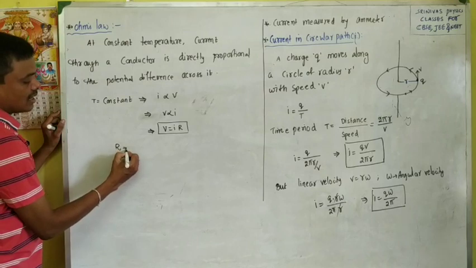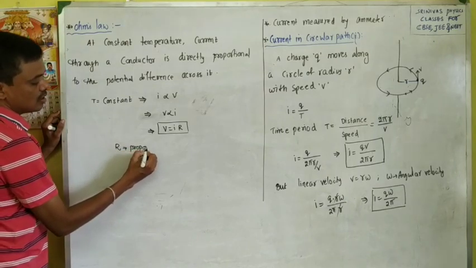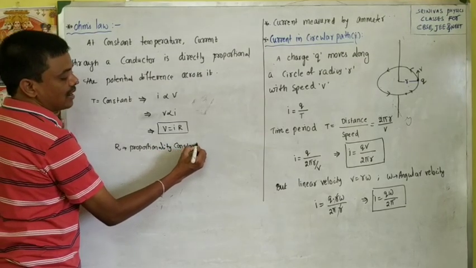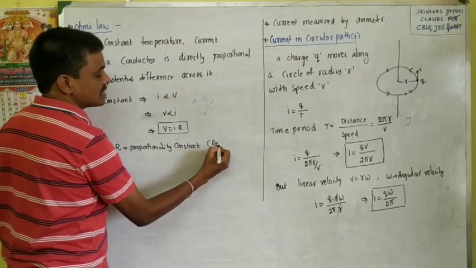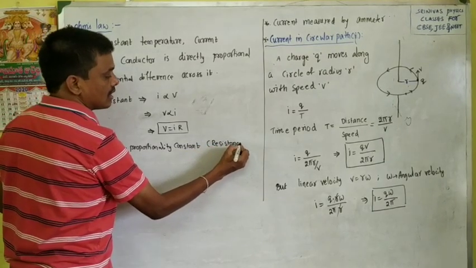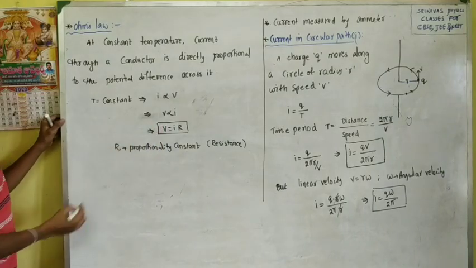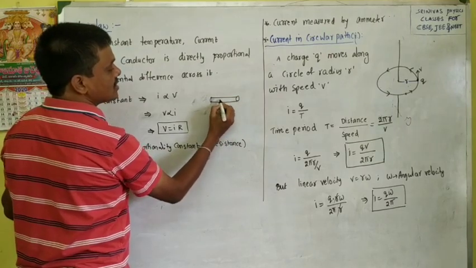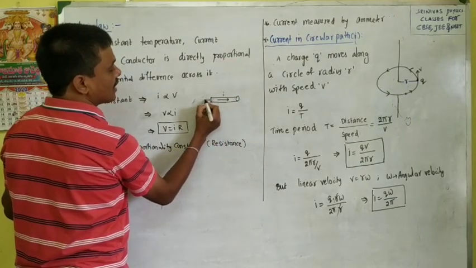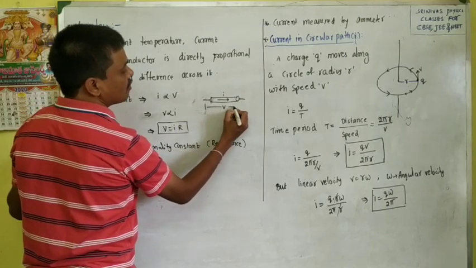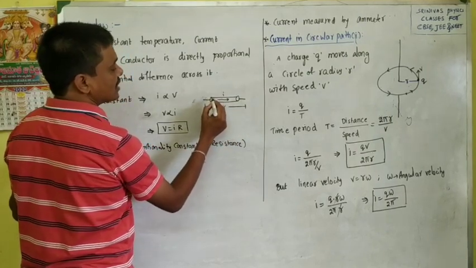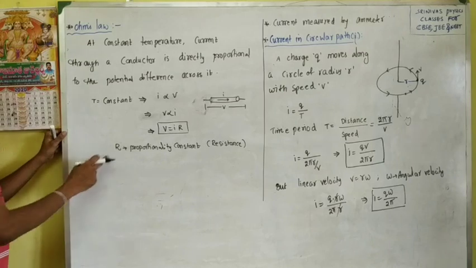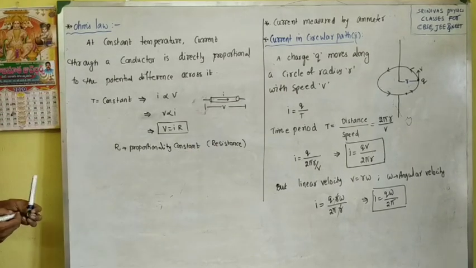What is R here? R is a proportionality constant, right? You know very well its name. What is its name? That is resistance. Now, this is Ohm's law. What is V here? V is the potential difference. For example, this is a wire. Across this, some current is flowing, I. And across the two ends of the wire, the potential difference is V and the wire resistance is capital R. The relation between them is V is equal to IR. Okay, R is a proportionality constant, that is resistance.